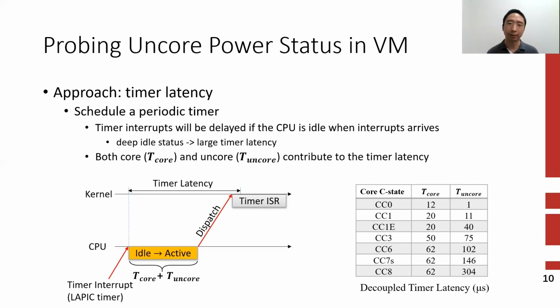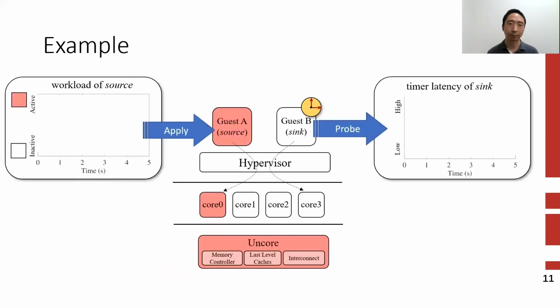When the timer fires, its interrupt is subject to different levels of delay. Such delays are contributed by both the core and Uncore. We measure the decoupled latency with respect to different idle power status of the processor. The deeper the sleep, the larger the latency, as expected.